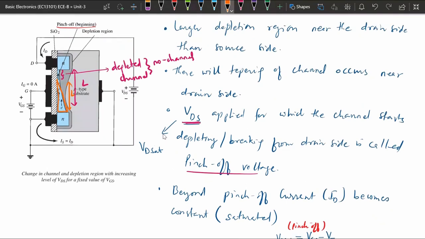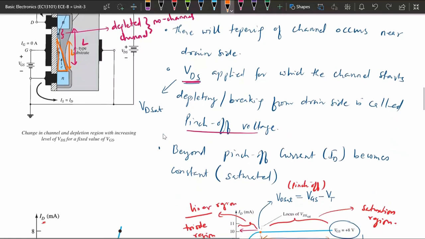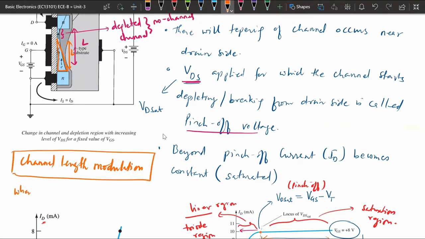So this process is called channel length modulation. Channel length modulation takes place when VDS is greater than VD sat. If we increase VDS even beyond VD sat, then channel length modulation will take place. It reduces the effective channel length, so whatever effective channel length was initially L is now reduced to L dash, a smaller channel length. So this is called channel length modulation.